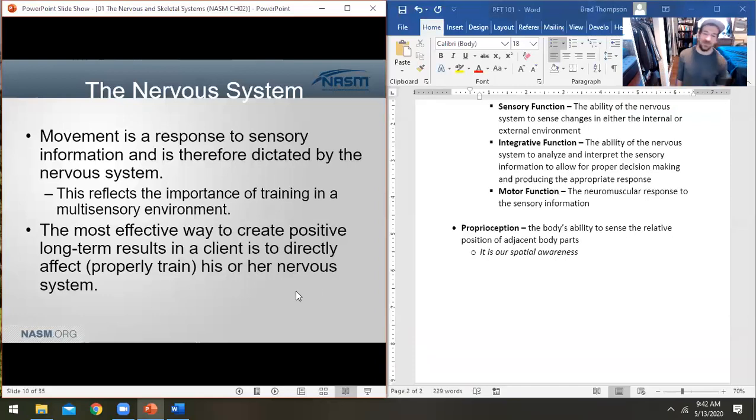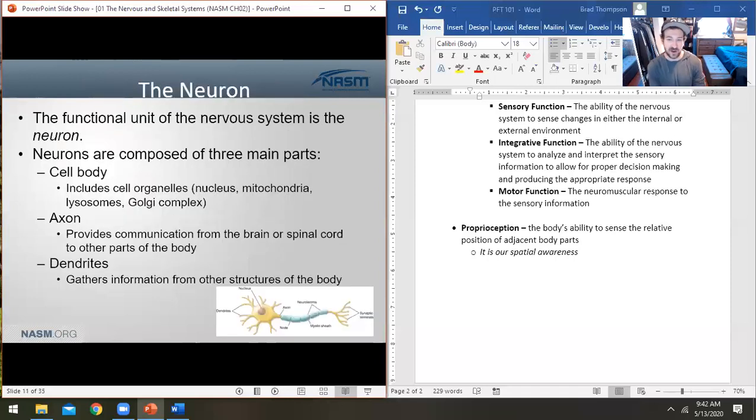So obviously the most effective way to create long-term change is to use that multi-sensory environment, right? All right, so now we have a pretty good overview of what it is, and why we're spending so much time talking about the nervous system. Let's go ahead and break down some of the basics here.